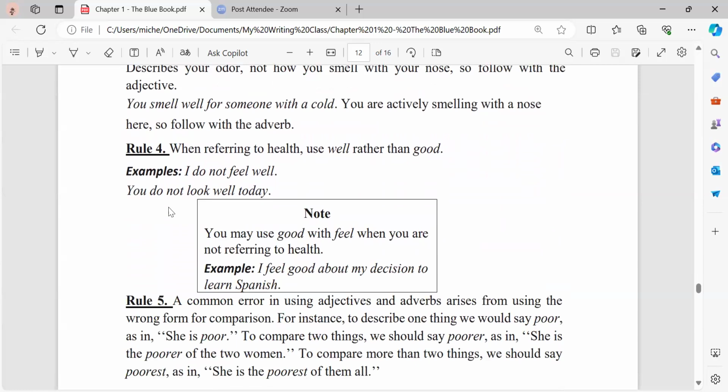Okay, so here's rule number 4. When referring to health, use well rather than good. So I do not feel well. It's not like I don't feel good, that sounds weird. You don't look well today. You may use good with feel when you are not referring to health. I feel good about my decision to learn Spanish. So technically rule number 4 is an exception. This is when we are referring to our health, so use well. I'm not feeling well today. So it's technically we feel to our health itself, so we use well. This is technically an exception. It's not a particular grammar rule, so you just have to memorize that.